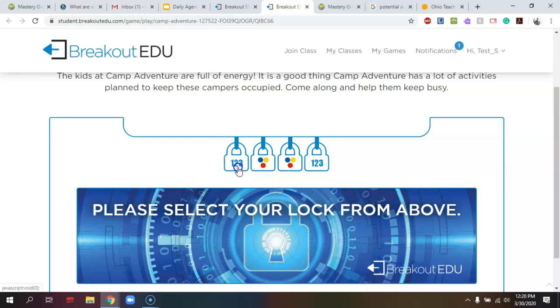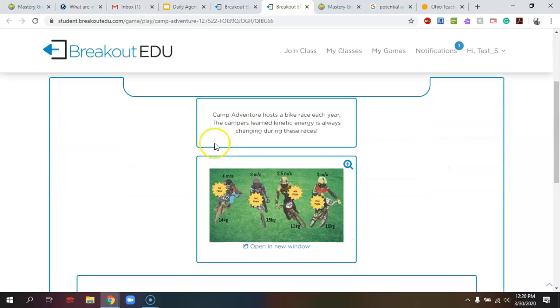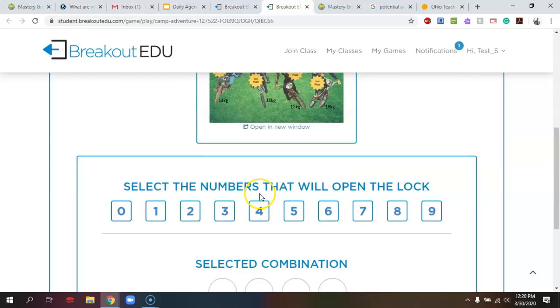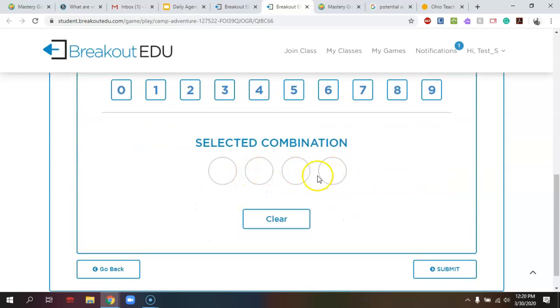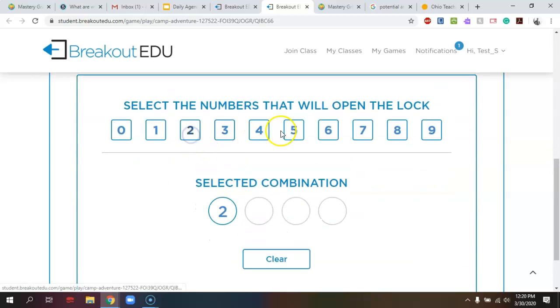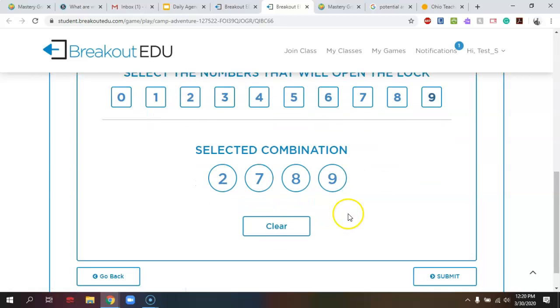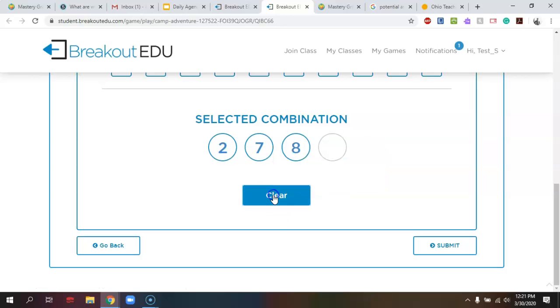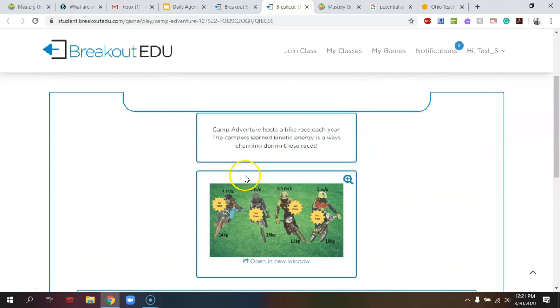You're going to click the first one, and you can see there's a little prompt here. It says, Camp Adventure hosts a bike race each year. The campers learned kinetic energy is always changing during these races. There's an image, so you can click on this to see what's going on here. This is the clue to enter into a 4-digit combination lock. Just click the numbers, and if that's it, you click submit. That, of course, is wrong, so you clear out, back down, and try again.